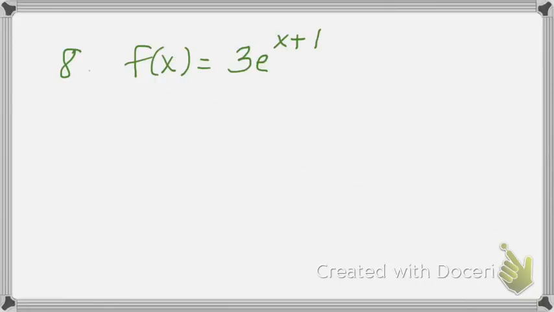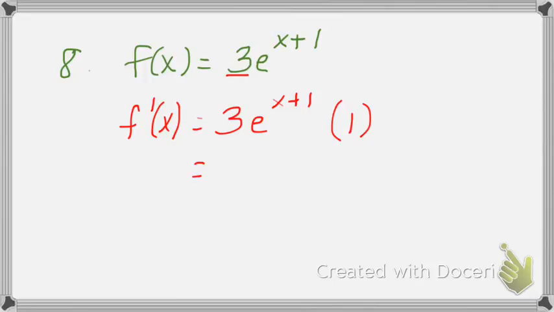Number 8. Alright, similar kind of problem. It does have a 3 here, but I know that the derivative of e to a power is just e to a power, so I just multiply by the 3, leave it there. And then I multiply by the derivative of the power. Well, the derivative of x plus 1 is 1, so there's not anything much to do. It happens to be itself.